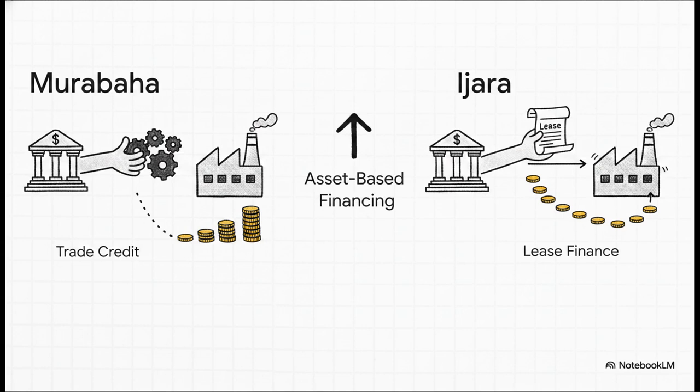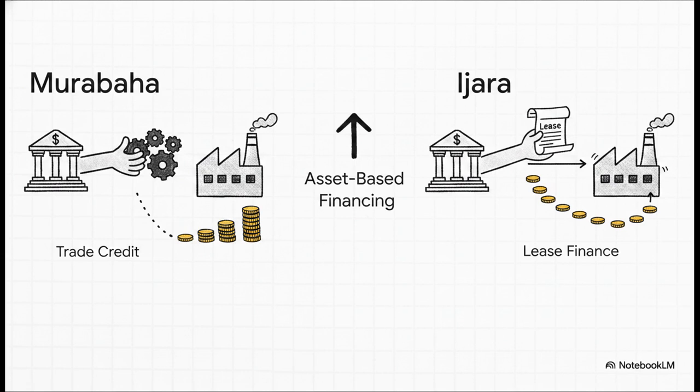First up, let's look at asset-based financing through Murabaha and Ijara. Remember, charging interest on a cash loan is off the table. So in a Murabaha transaction, if a business needs a new machine, the bank actually steps in and buys the machine itself. The bank then immediately sells that machine to the business at an agreed-upon, fully transparent markup, and the business pays it off in installments. The profit comes from a legitimate trade of a physical asset, not from lending cash.